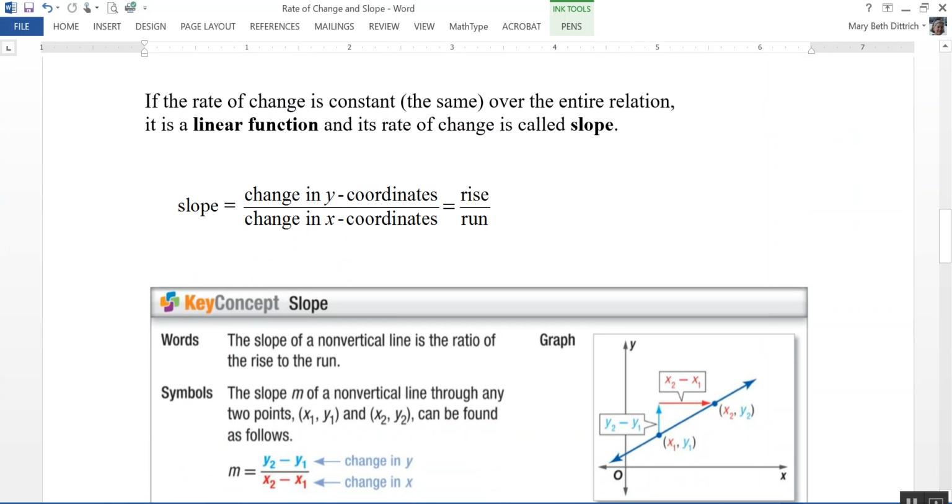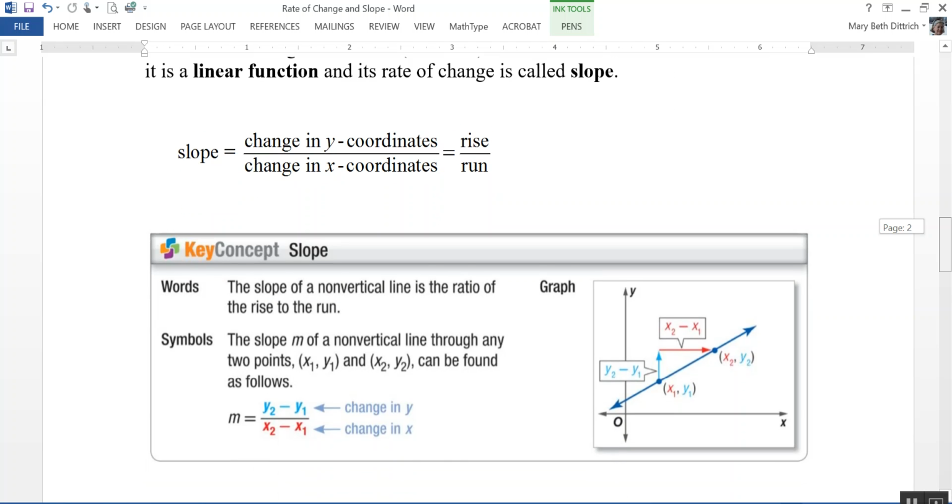If the rate of change is constant, that is, if the rate of change is the same over the entire relation, then it is a linear function and its rate of change is called slope. So the slope is the change in the y-coordinates, which is sometimes referred to as the rise, how much it grows or falls in the vertical direction, divided by the change in the x-coordinates, which is sometimes called the run, the change in the horizontal direction.